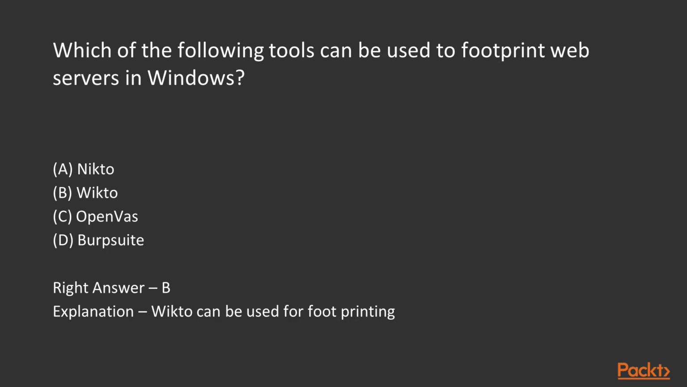Which of the following tools can be used to footprint web servers in Windows? In Windows, Nikto, Vega, OpenVAS or Burp Suite. So Nikto is inside Linux and Vega is for Windows. They are asking for Windows, so B is the right answer. Vega can be used for footprinting.